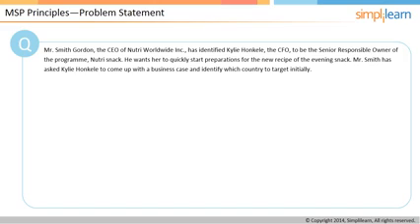Mr. Gordon Smith, the CEO of Nutra Worldwide, Inc., has identified Kylie Hunkley, the CFO, to be the senior responsible owner of the program NutriSnack. He wants her to quickly start preparations for the new recipe of the evening snack. Mr. Smith has asked Kylie Hunkley to come up with a business case and identify which country to target initially.